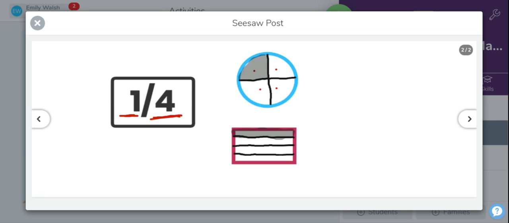Please work on page 24 in your packet and practice coloring in partitioned shapes for the fractions 1/2, 1/3, 1/4, and 1/5. When you're done, don't forget to take a picture and text it to me, or you can complete the worksheet online.